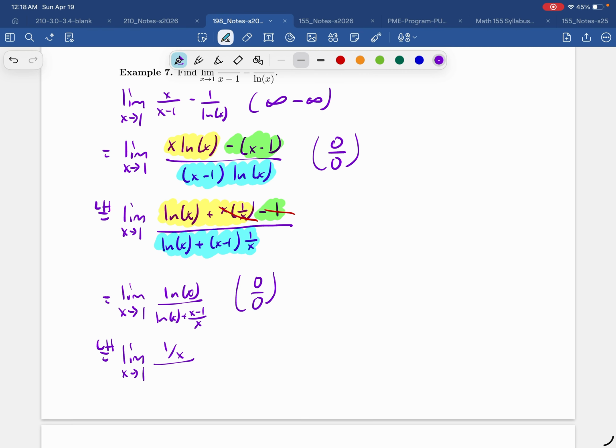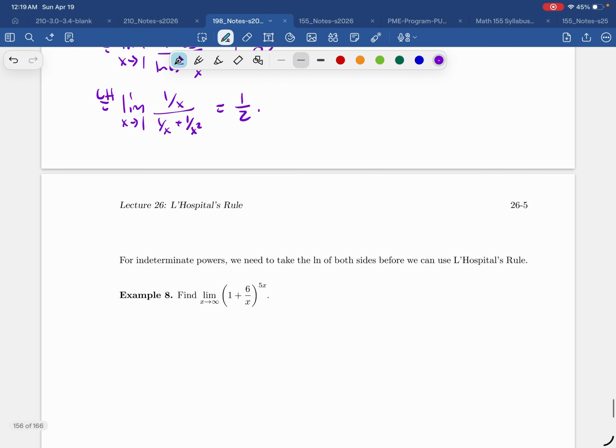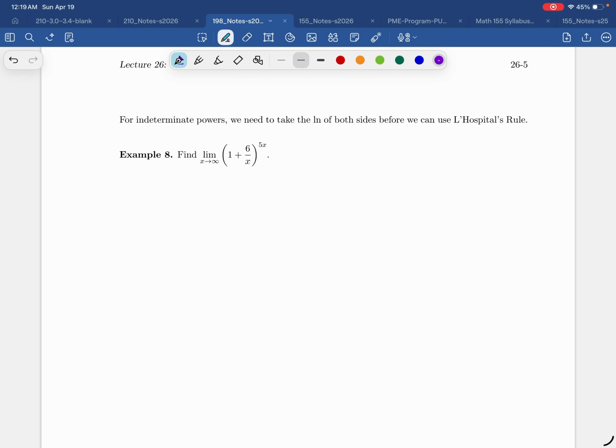Anyway, we get 1 over x divided by 1 over x plus, and then if you do the quotient rule, I think it winds up being just negative 1 over x squared. Oh, wait, let me make sure about that. 1 minus... No, I think it's positive 1 over x squared, actually, if you do it out. And so anyway, at this point, we get 1/2. So remember I said it was frustrating, never ending? No, it ended. There it is. We're done.